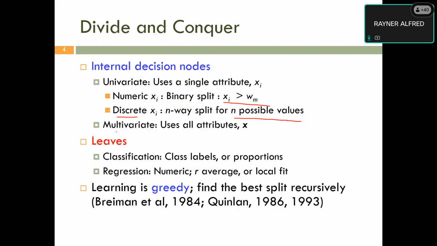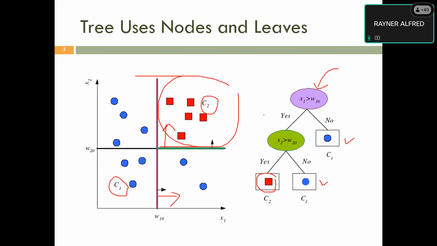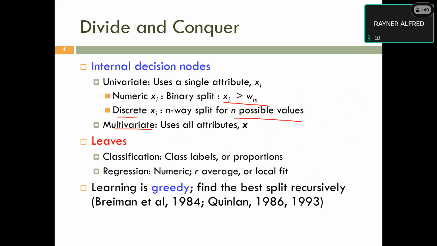We could also use multivariate splits, which means that we use more than one column as the condition. For example, this is univariate. We can also use multivariate. So here the formula would be x1 greater than W10 and x2 greater than W20. So we test 2 in one node. Okay, that is multivariate. So the leaf of the tree will be the class label.